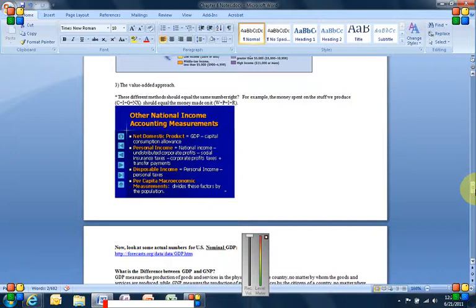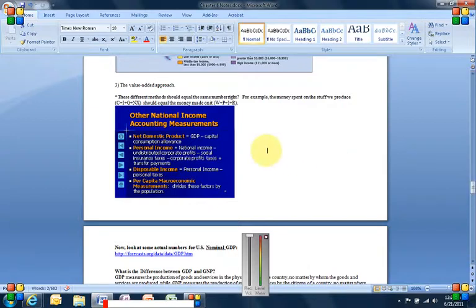But these different methods should equal the same number, right? I mean, for example, the money spent on the stuff we produce, the C plus I plus G plus NX, should equal the money made on it, the W plus the P plus the I plus the R. I hope this makes sense to you.